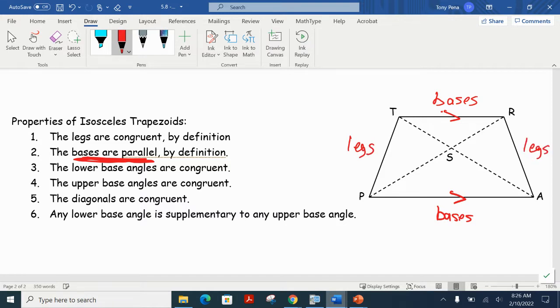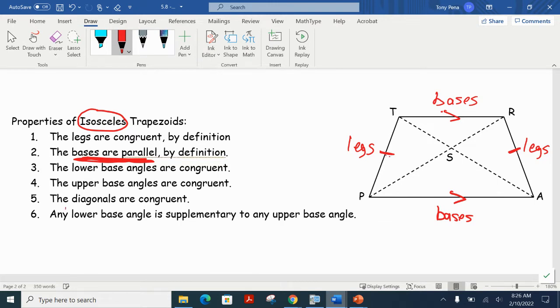And property number one is telling you those are congruent. So we'll put little tick marks here indicating that those are going to be congruent. Understand what isosceles meant in a triangle. Then that meant two sides are congruent. It means the same thing here. An isosceles trapezoid means just two sides are congruent, and it's going to be the two legs.